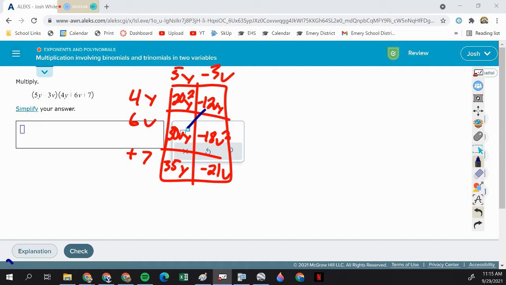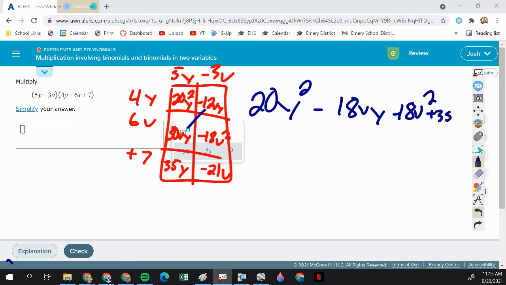So when you're dealing with multiple variables, just be really careful and look through and find all your like terms. 20y squared minus 18vy minus 18v squared plus 35y minus 21v. Something like that. Okay, that's it for 3.2.